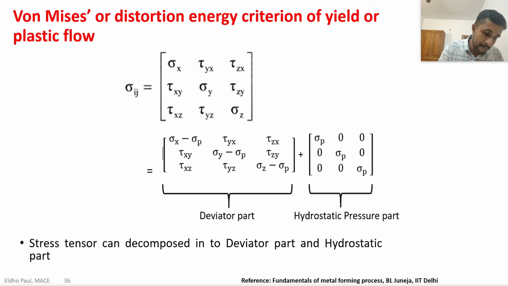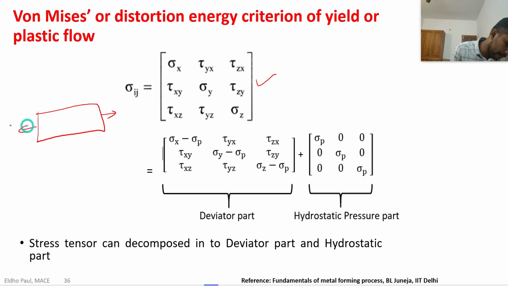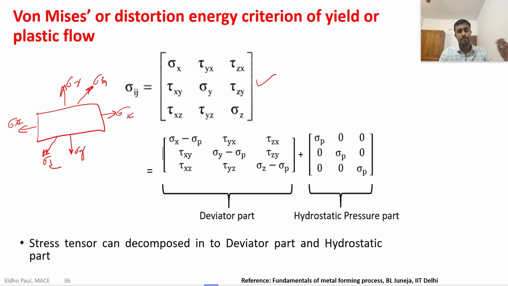We already discussed these stress tensors. For example, a member is subjected to a complex loading condition: sigma x in the x direction, sigma y, sigma z, and so on. It may also be subjected to shear stress. I want to know the state of stress at a particular point. How can we calculate the state of stress at this point?